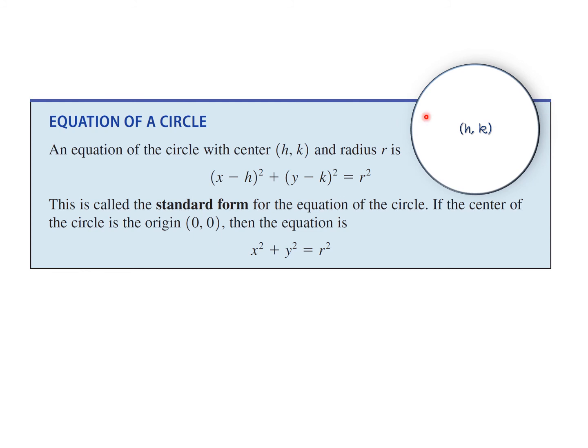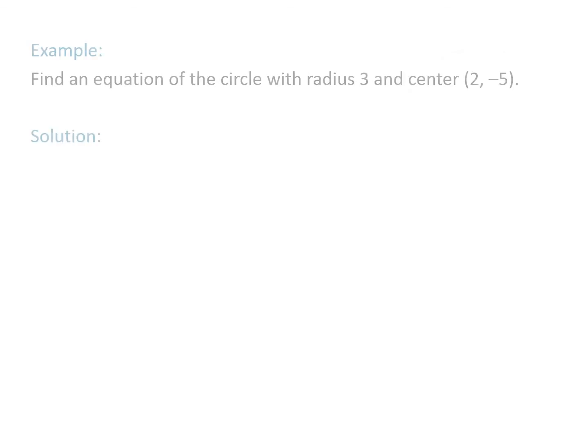If we have a circle with center h and k and radius r, then we can write the equation of the circle as x minus h whole squared plus y minus k whole squared is equal to r squared. In case the center is the origin, meaning 0 and 0, it will become x squared plus y squared is equal to r squared. So now we solve one example regarding the equation of a circle.